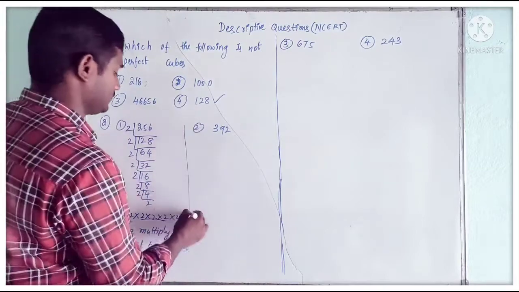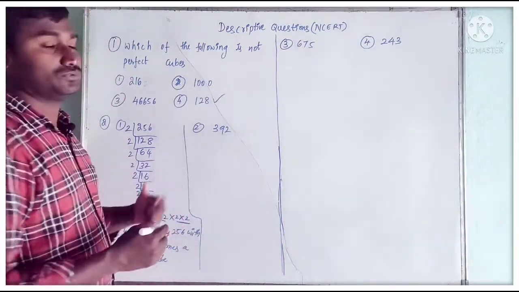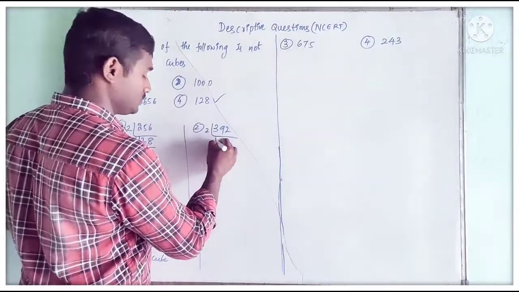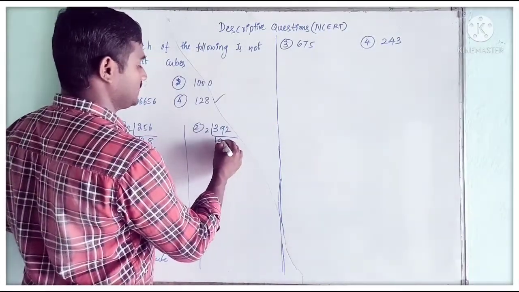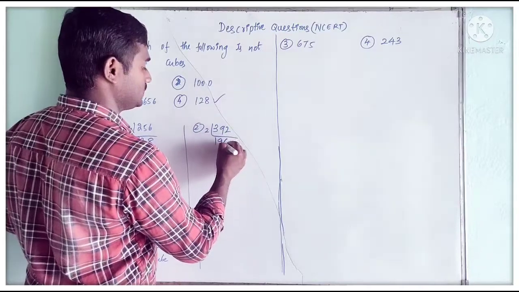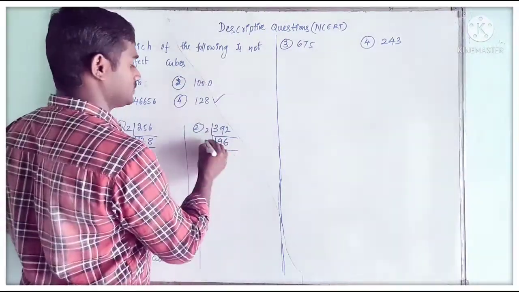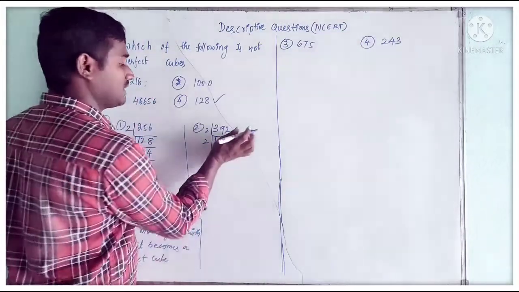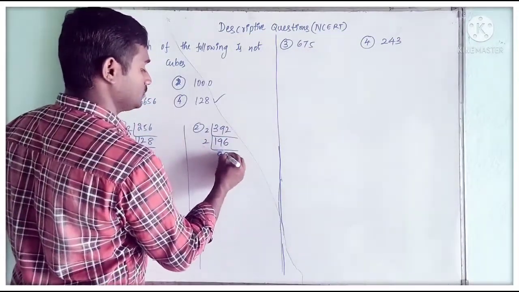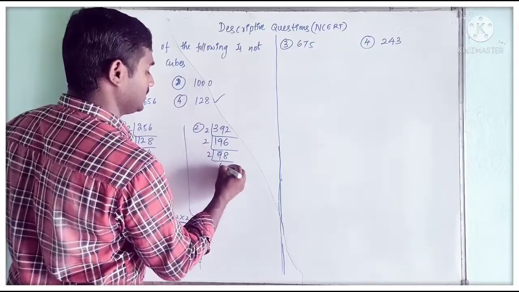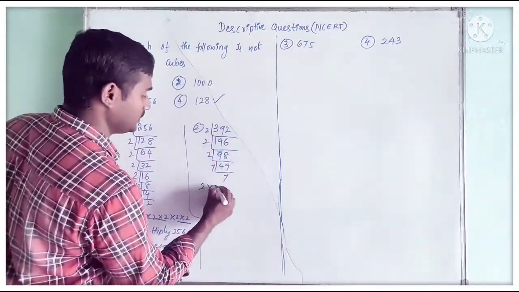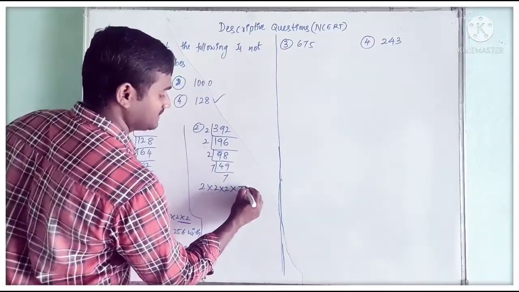Okay, next question. 392. So do the prime factorization of 392. 2 ones are 2, 2 nines are 18, 2 sixes are 12. Next, 2 eights are 16, 2 nines are 18, 2 twenty-eights are 56, 2 forty-nines are 98, and 7 sevens are 49. So we can write it as 2 into 2 into 2 and 7 into 7.